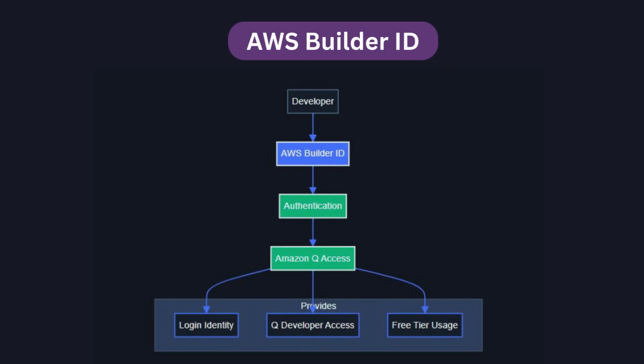Next, we need an AWS Builder ID. AWS Builder ID is a free identity used to access Amazon Q Developer. It does not require an AWS account or a credit card. It allows you to authenticate and use Q Developer features inside IntelliJ.